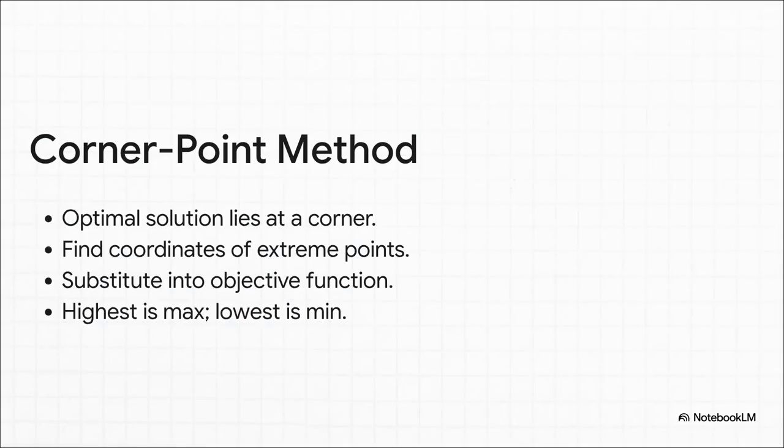Let's look a bit closer at the corner point method. The really cool thing about the math here is that the optimal solution is always going to hide at a corner, an extreme point of your feasible region. It literally takes all the guesswork out. You just find the coordinates for every single corner, plug them straight into your objective formula, and, well, pick the biggest number if you want profit, or the smallest if you want cost. It's mechanical, it's reliable, and honestly, it's practically foolproof as long as your basic algebra is solid.